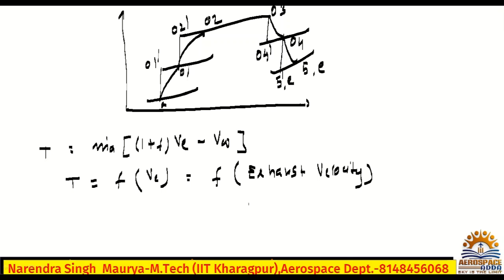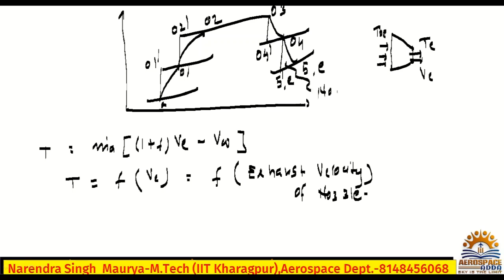And exhaust velocity of what? Exhaust velocity of the nozzle. Yes or no? If this is the nozzle, suppose here we have temperature TE and this is the total temperature T naught E. I am saying this point is the nozzle, that's the reason I have drawn it. So what is the exhaust velocity? Generally, the exhaust velocity I can write as the square root of 2 Cp (T naught E minus TE). This is the formula of the exhaust velocity.